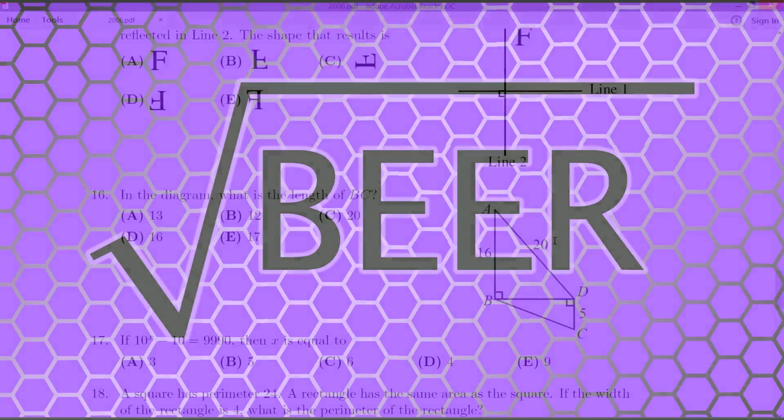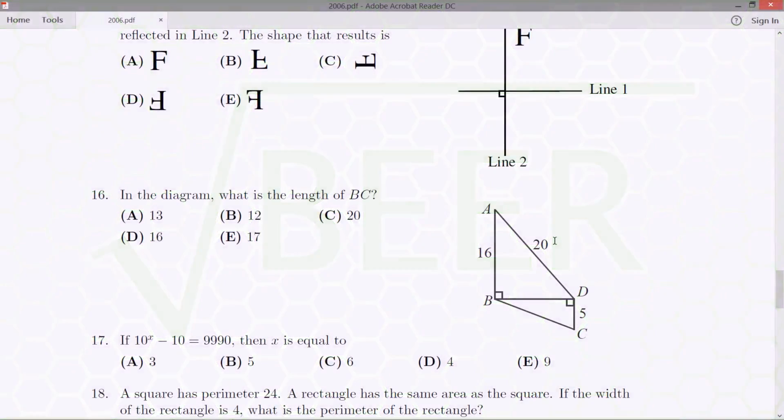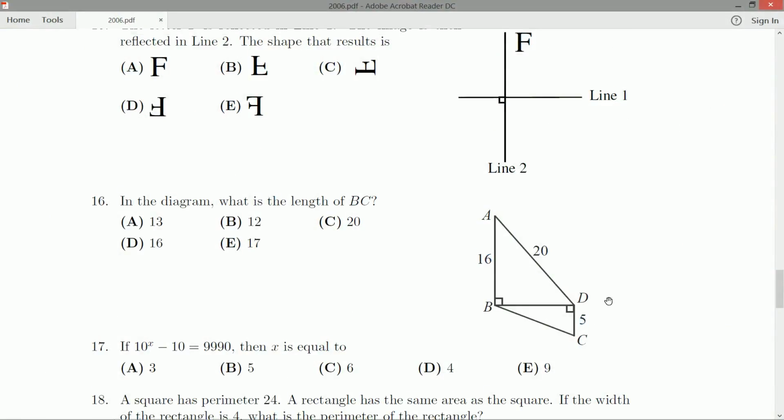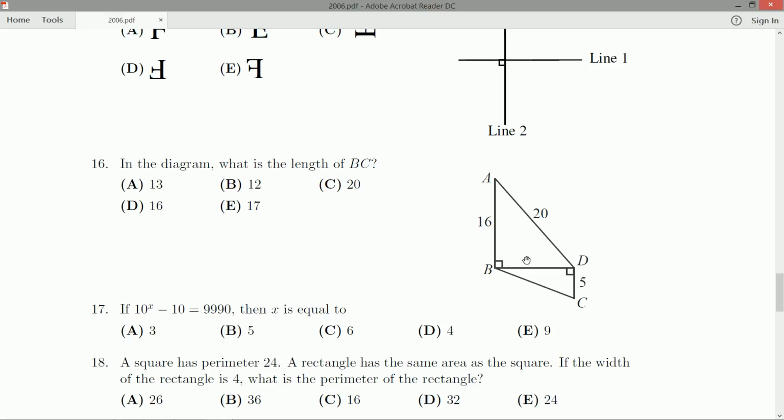Good afternoon, ladies and gentlemen, and welcome back to question 16 on the 2006 Grade 8 Gauss paper. So question 16: in the diagram, what is the length of BC? BC is down here, and I noticed that we've got some other numbers, 16, 20, and 5. The other thing that immediately catches my eye is these right angles. So we've got some right angle triangles.